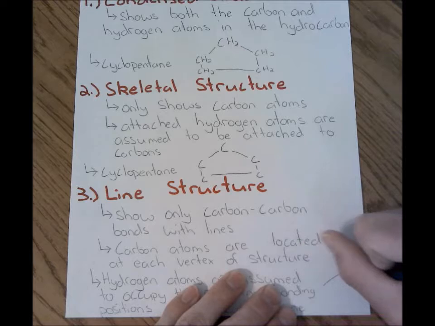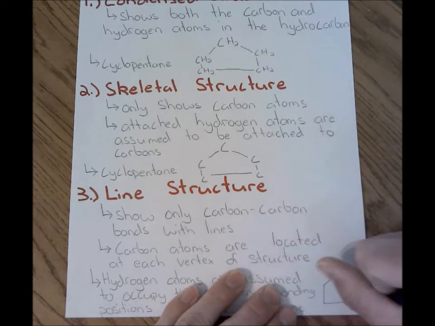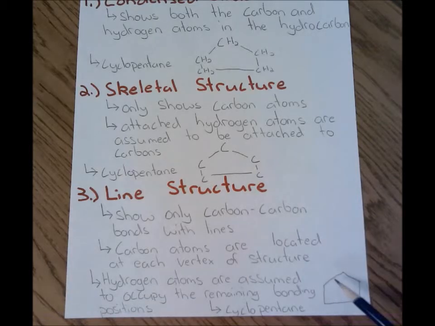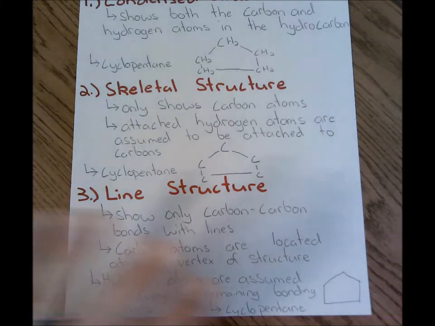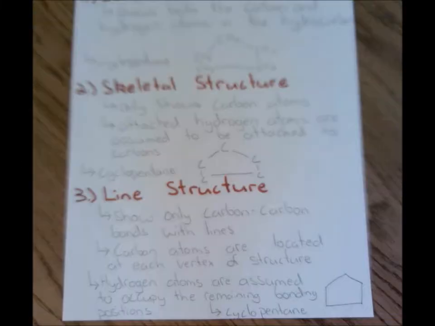It would almost look like a geometric shape, and each of these vertexes, like I've said on the other pages, represents a carbon. Now, the hydrogens are assumed to occupy each of those positions until each of those carbons has a total of 4 attachments. And that's because of those 4 valence electrons.